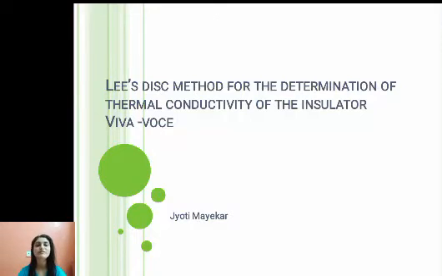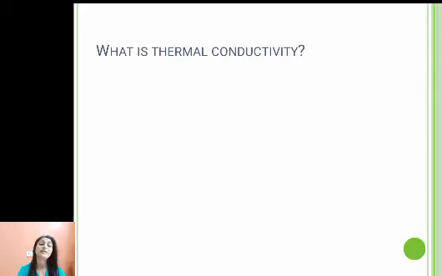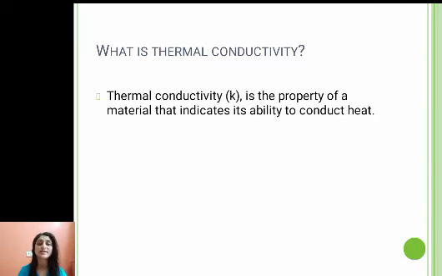Hello everyone, so today we will discuss certain Viva questions on the experiment Lees' disc method for the determination of thermal conductivity of the insulator. So first question will be, what is thermal conductivity? Thermal conductivity is basically the property of the material that indicates its ability to conduct heat. You are also supposed to know the unit of thermal conductivity.